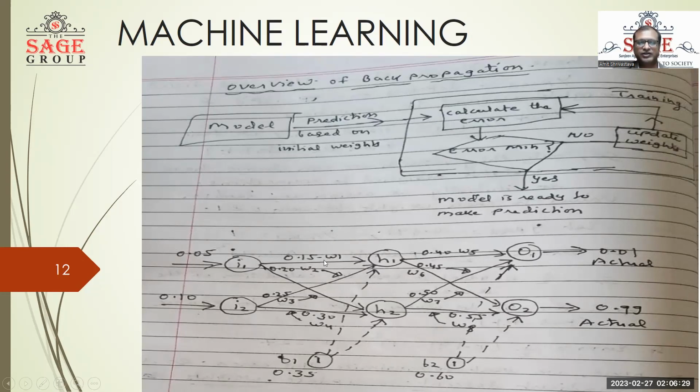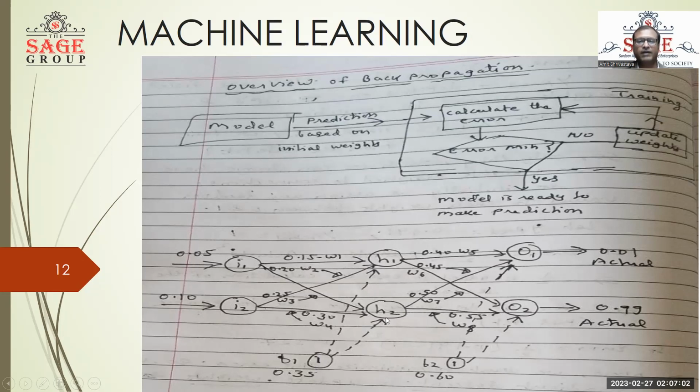These are the interconnection weights. 0.15, that is W1, is the interconnection weight between I1 and H1. Similarly, 0.20, that is W2, is the weight between I2 and H1. Then 0.25 is the interconnection weight between I1 and H2, and 0.30, that is W4, is the interconnection weight between I2 and H2. The bias is 0.35, which is going to both H1 and H2.